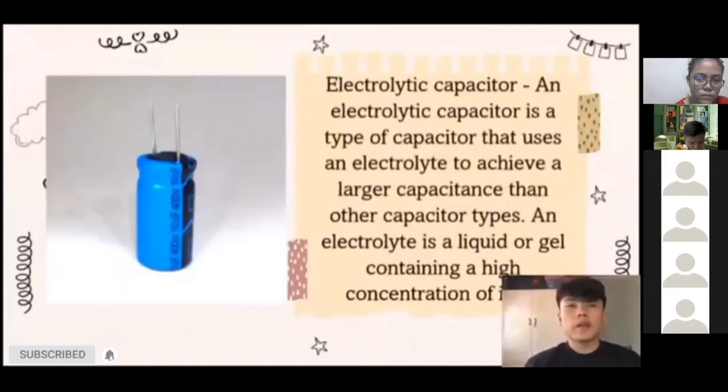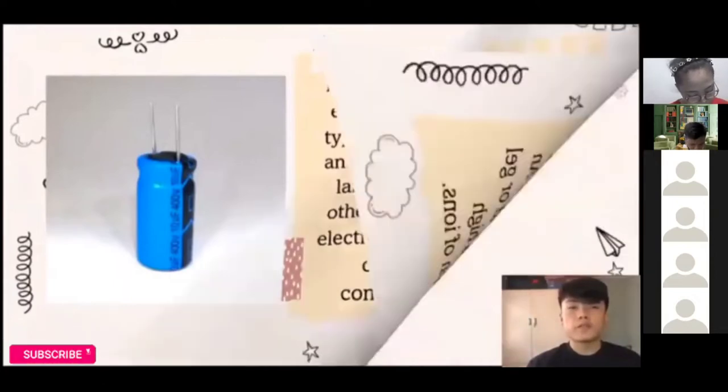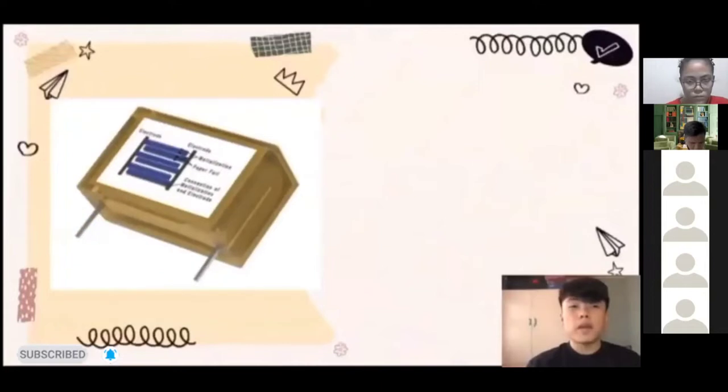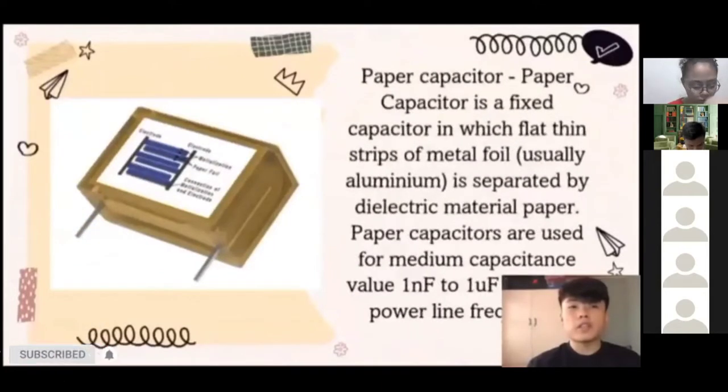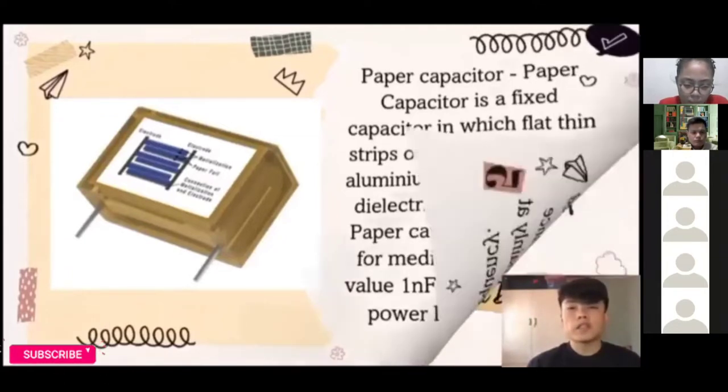An electrolytic capacitor is a type of capacitor that uses an electrolyte to achieve a larger capacitance than other capacitor types. An electrolyte is a liquid or gel containing a high concentration of ions. A paper capacitor is a fixed capacitor in which flat thin strips of metal foil, usually aluminum, are separated by dielectric material, paper. Paper capacitors are used for medium capacitance values, 1 nF to 1 uF, mainly at power line frequency.